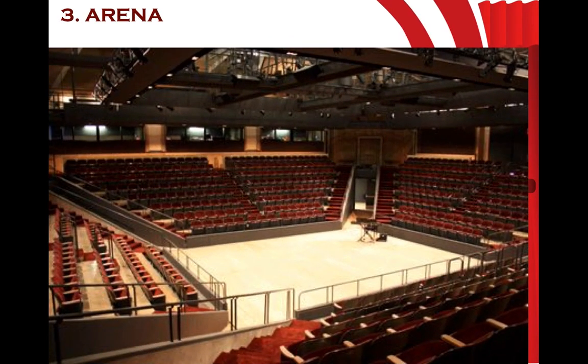So this is another arena stage, and those little things between the seats are where the actors would enter and exit. Those are the vomitoriums. And just because it's called arena, or theater in the round, doesn't mean it has to be round. This one is square, but the audience still surrounds the playing area on all sides.